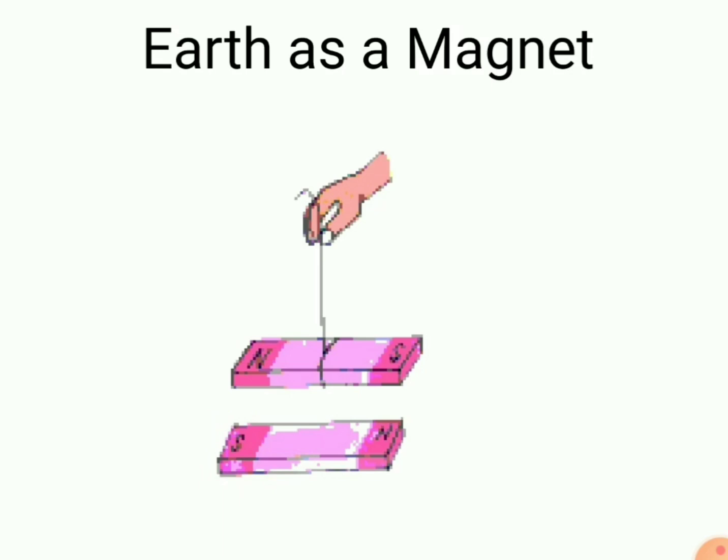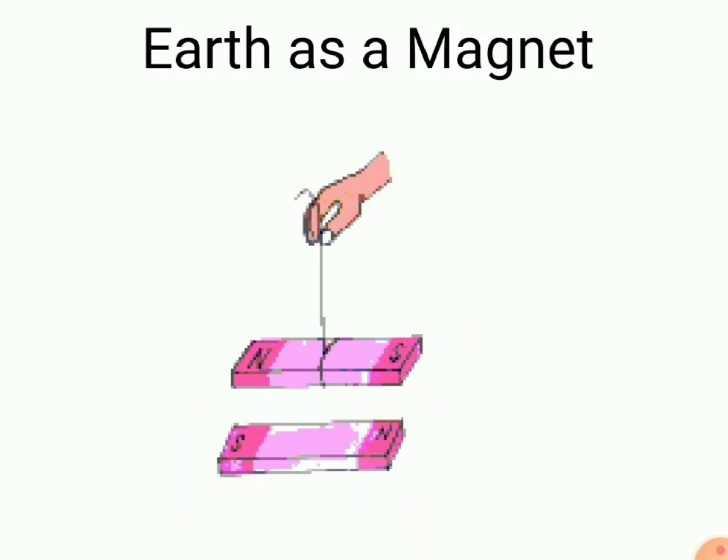Then if you see, first the suspended magnet moves a little bit to that side and this side, and afterwards it will come to rest, and the resting position will always be like this. Why is it like this? As we learned in the last topic, unlike poles attract each other. That's why the north pole is placed on the side of the south pole and the south pole on the side of the north pole.